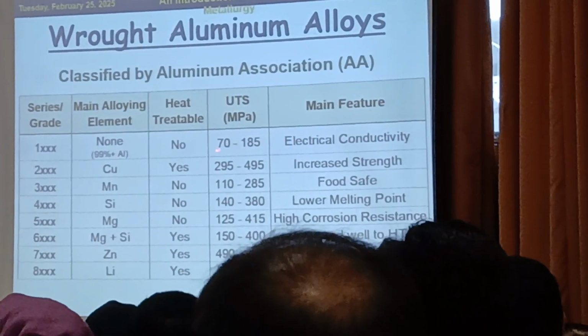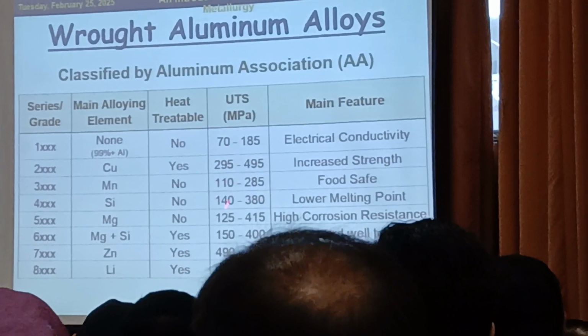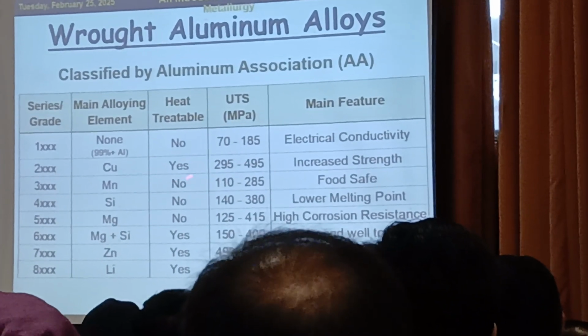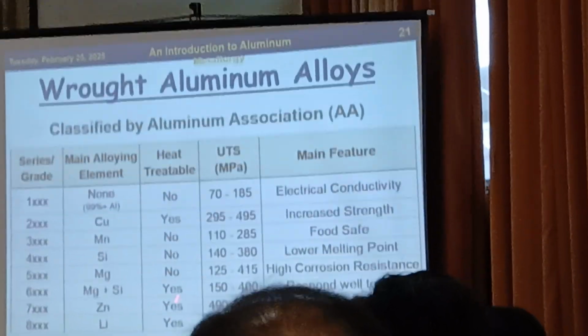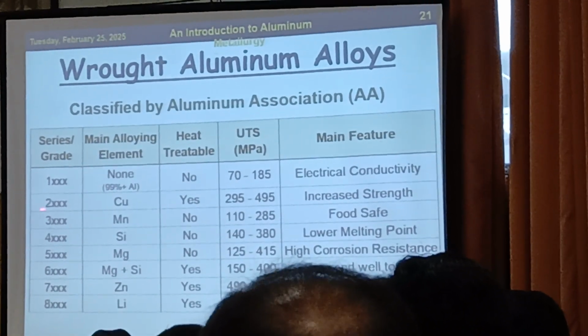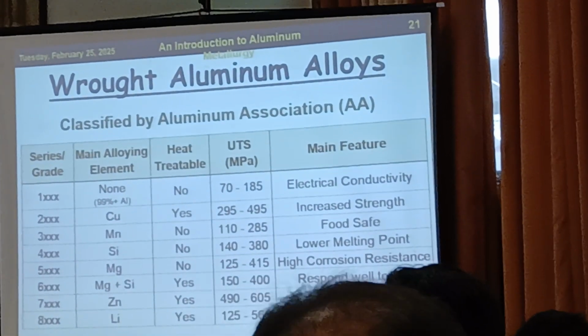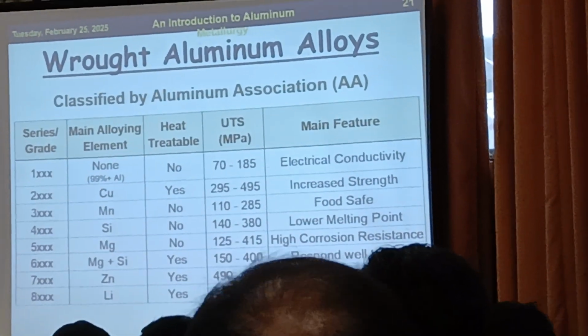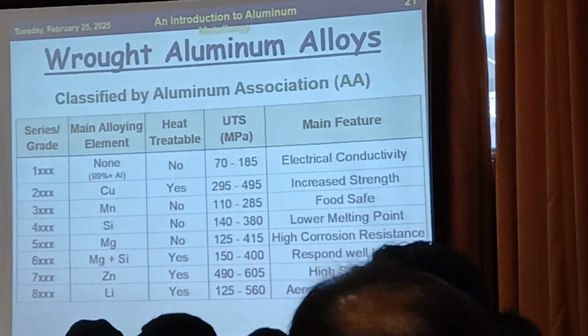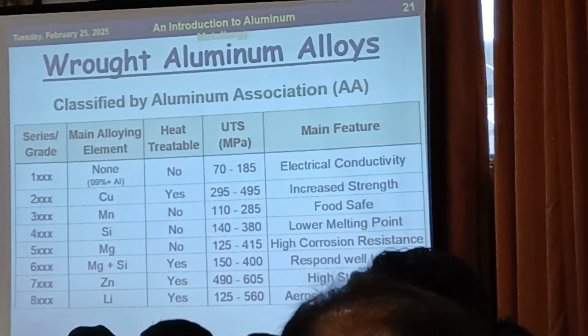And you can see that four of these are non-heat treatable and four are heat treatable. Alloys like 2000, 6000, 7000 and 8000 are heat treatable, whereas 1000, 3000, 4000 and 5000 are non-heat treatable.